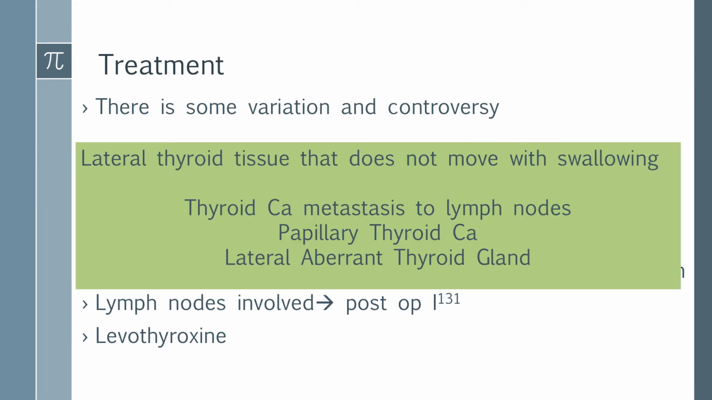So remember at the beginning we discussed that if you have lateral thyroid tissue, that is most likely cancer metastasis in lymph nodes. Which cancer is it going to be? It's most likely going to be papillary thyroid cancer. And the buzzword they use is a lateral aberrant thyroid gland. Because papillary cancer is the most common, and it goes to the lymph nodes. So remember that.